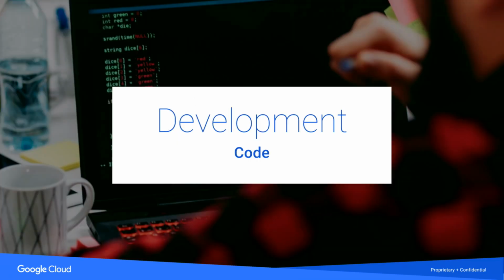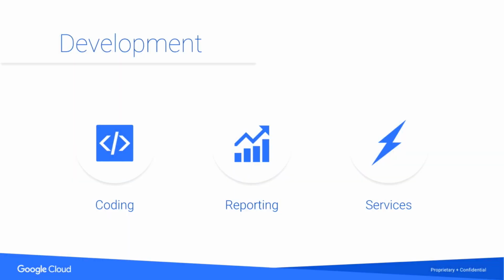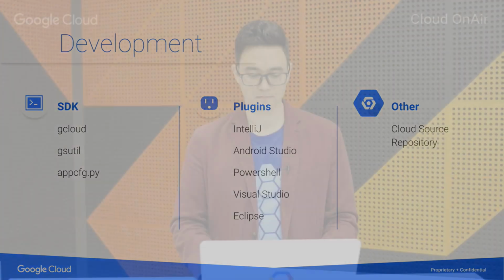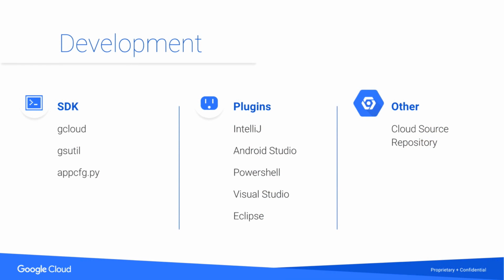So what about development? So coding, reporting, and services that are available for development. From a development perspective, again, we have our SDK, we have our gcloud and gsutil command line interfaces, and we also have app config, which allows you to interface with Google App Engine, which again is our serverless platform, or our platform as a service offering. We have plugins for your common IDEs, and we also have a cloud source repository, which means we have a place where you can actually store your source code.